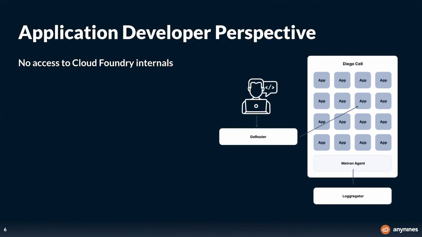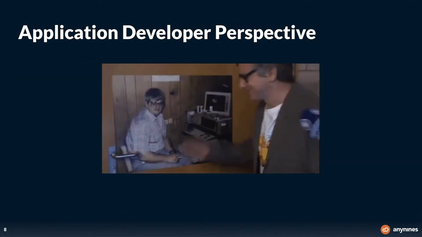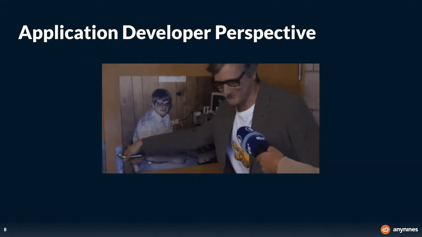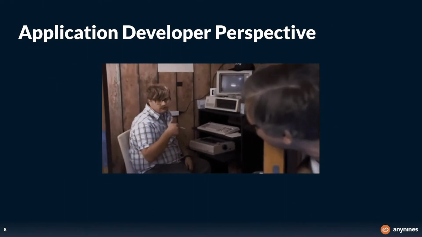An application developer doesn't have access to this data which is processed by the log aggregator. He only owns his own application. For sure, with the command cf app, you can collect some basic system metrics, but you can't use them to set up alerts. Or do you really want to sit in front of your computer and observe the metrics manually?